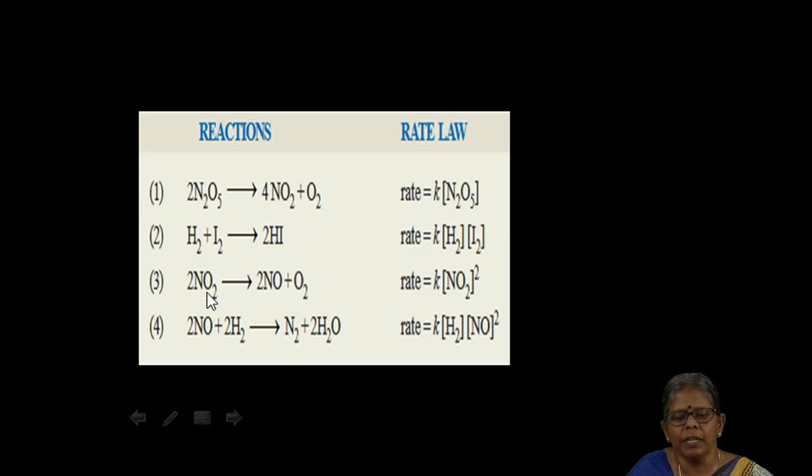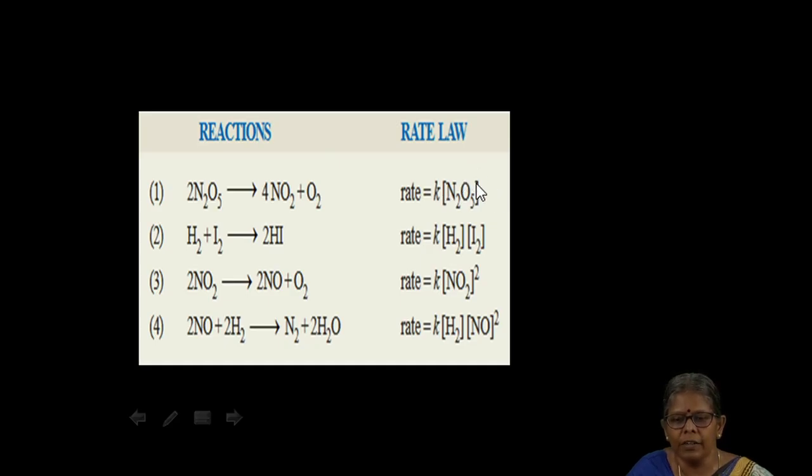In another case, the stoichiometric ratio is 2, and here the power is also raised to 2. But in the N2O5 case, if we wrote similarly, we would have to write N2O5 raised to the power 2. But this is not the case.